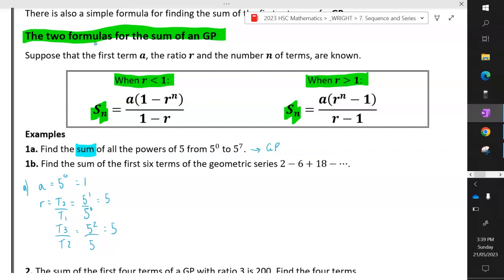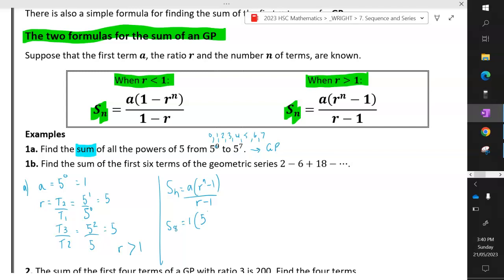So in this case, because our R is greater than 1, the formula we want to use to sum there is A times R to the N minus 1 all over R minus 1. So our sum is going to be our first term, which is 1, times by R to the N. Now our R is 5. And now we need to figure out, well, how many terms have we got? We've got terms from 0 all the way to 7. So 0, 1, 2, 3, 4, 5, 6, and 7. We have 8 terms. So we're summing to 8.